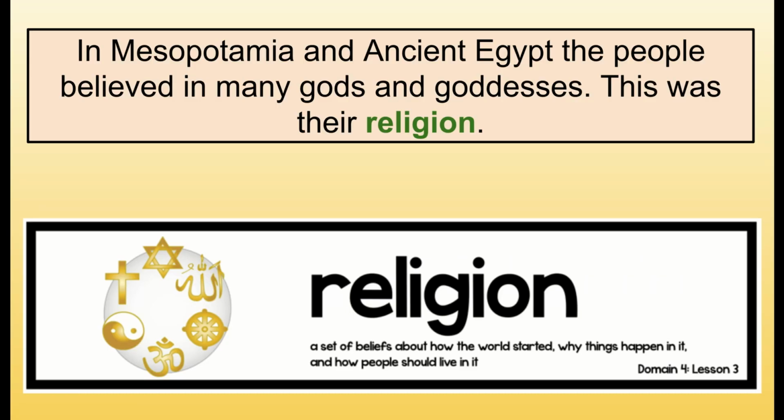In Mesopotamia and ancient Egypt, the people believed in many gods and goddesses. This was their religion. Remember, we talked about how religion is a set of beliefs about how the world started, why things happen in it, and how people should live in it.